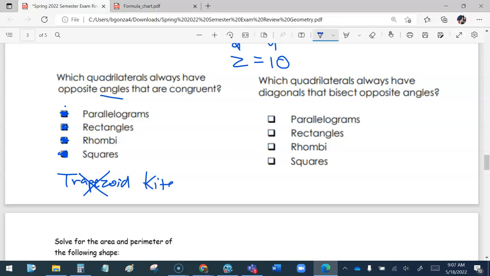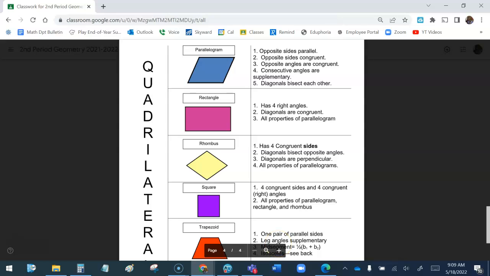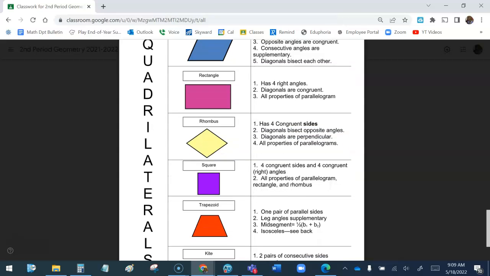or a kite. Which quadrilaterals always have diagonals that bisect opposite angles? Now, this is trickier. So let's refer to our chart. So check it out here. Which one of these have diagonals that bisect opposite angles? On a rhombus, its diagonals bisect opposite angles, so rhombus for sure.